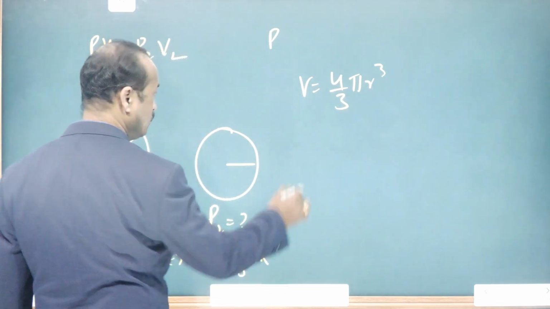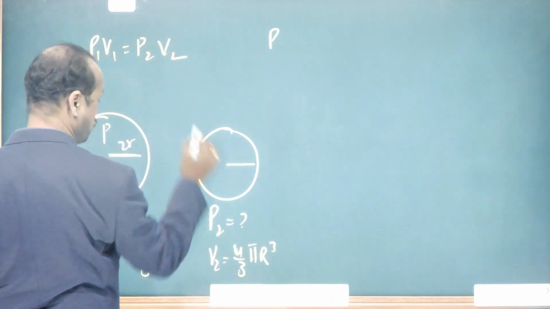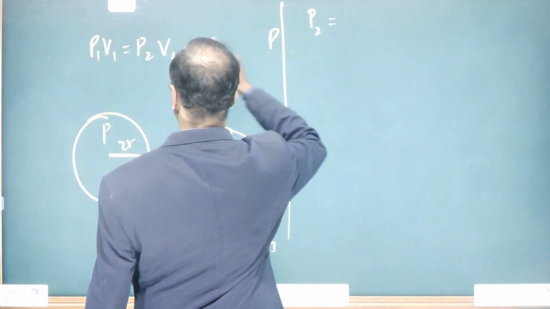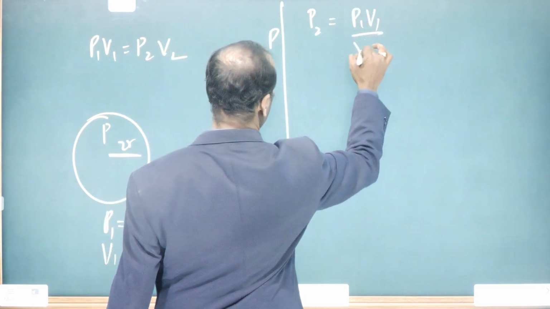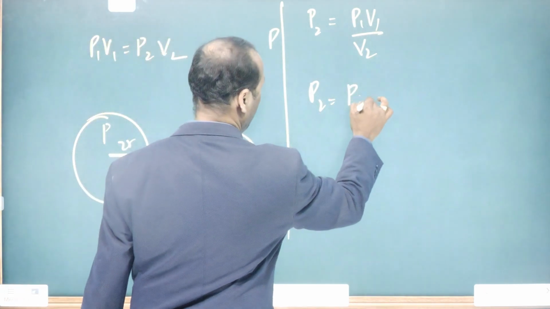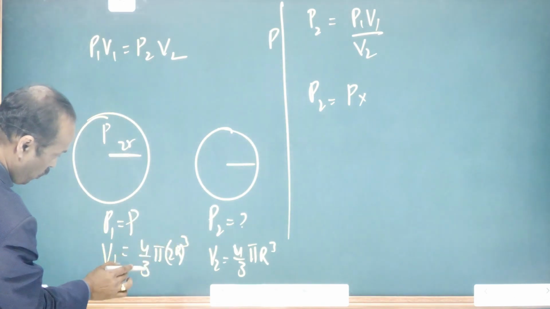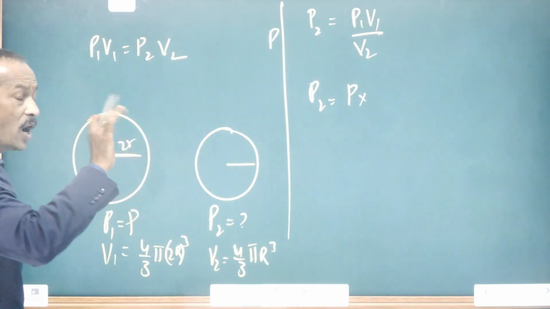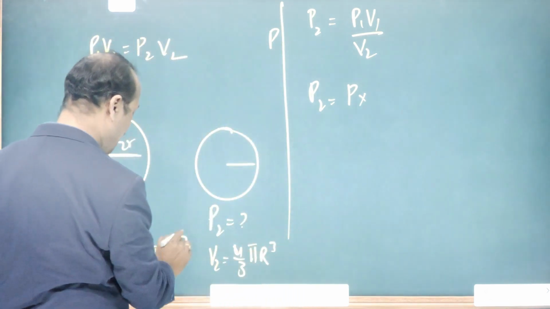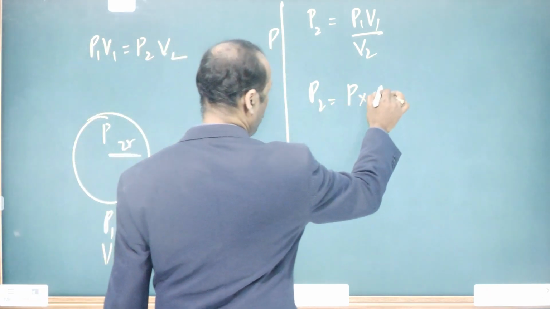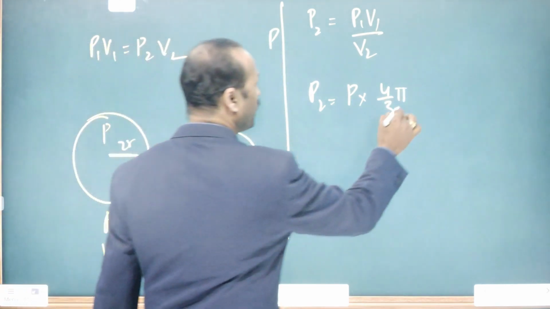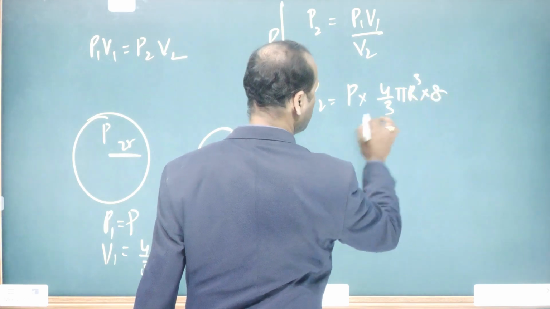Now we have the formula P1 V1 is equal to P2 V2. So see now, what we want is the pressure P2. So P2 is equal to P1 V1 by V2, correct? So P2 is equal to P1, and P1 is P, into V1. See here V1, students: 4 by 3 pi into 2r whole cube. 2r whole cube becomes 2r into 2r into 2r. 2 2s are 4, 2 4s are 8. So this becomes 8r cube. So now I can write 4 by 3 pi into 8r cube, or like r cube into 8. No problem.